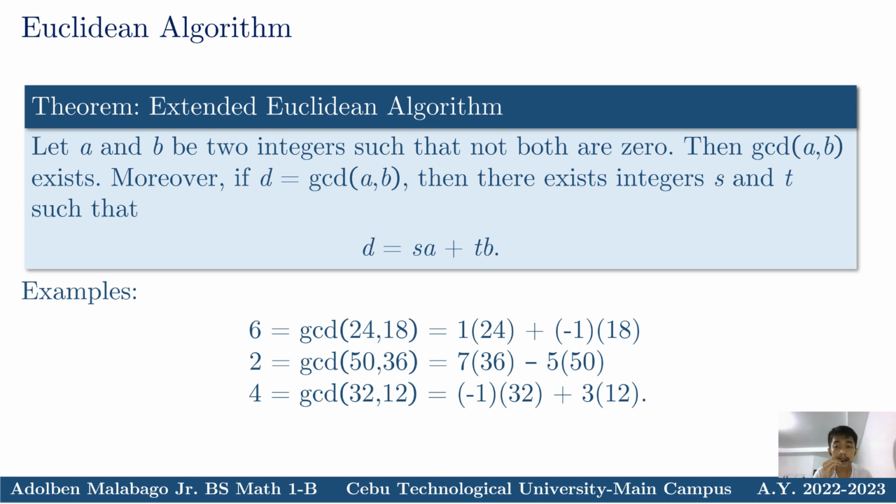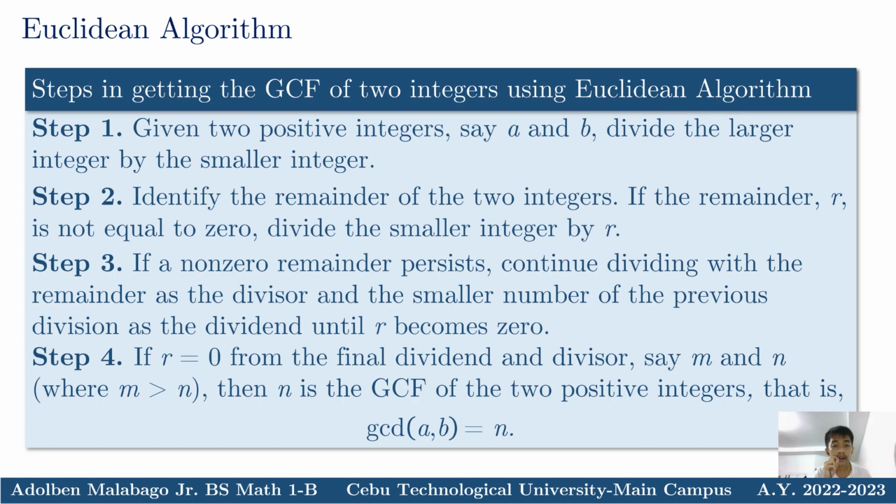Here, the integers a and b are also present on the other side of the equation. So we can see the beauty of the pattern from the theorem stated here in the actual examples. From the discussion of the Euclidean algorithm, from some of the examples and its theoretical concept, here are the steps in getting the GCF of two integers using such an algorithm.